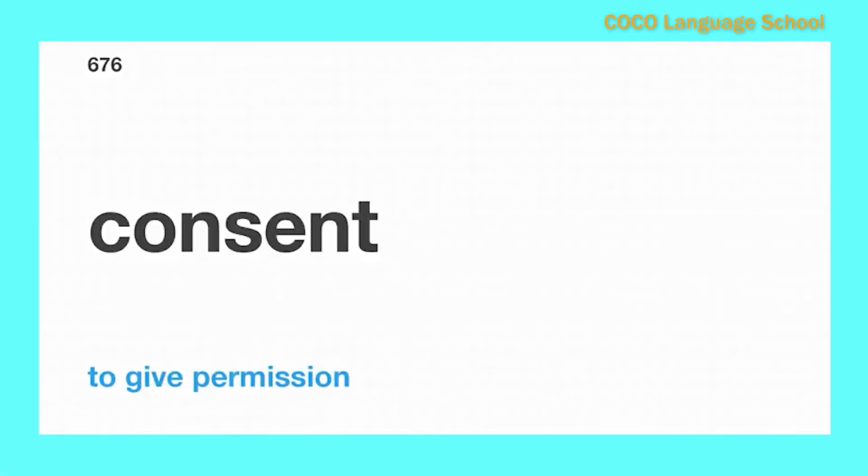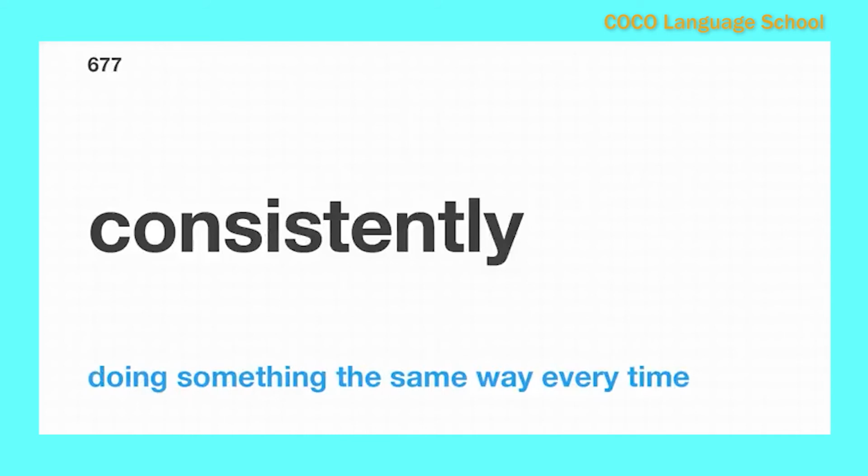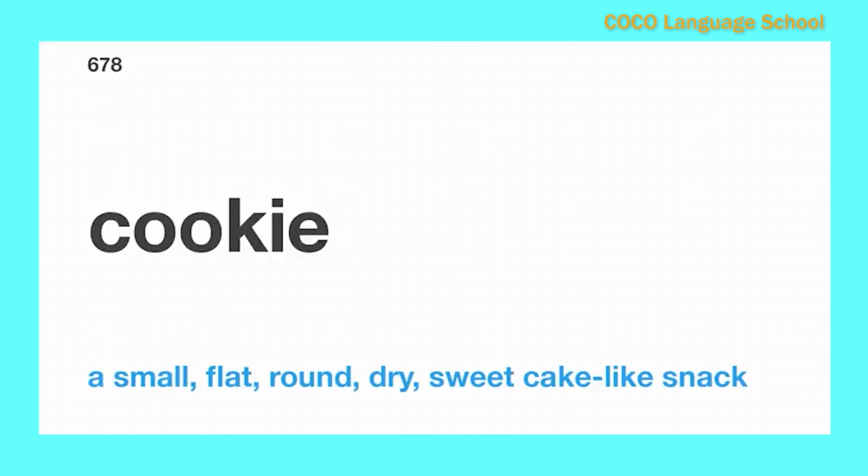To give permission. Consent. Doing something the same way every time. Consistently. A small, flat, round, dry, sweet cake-like snack. Cookie.